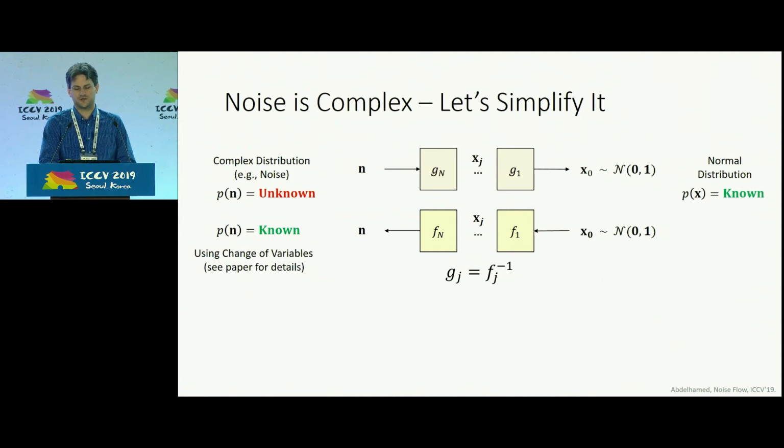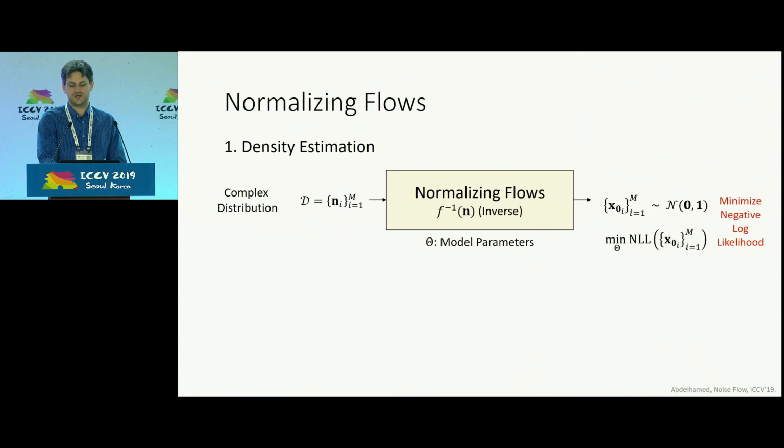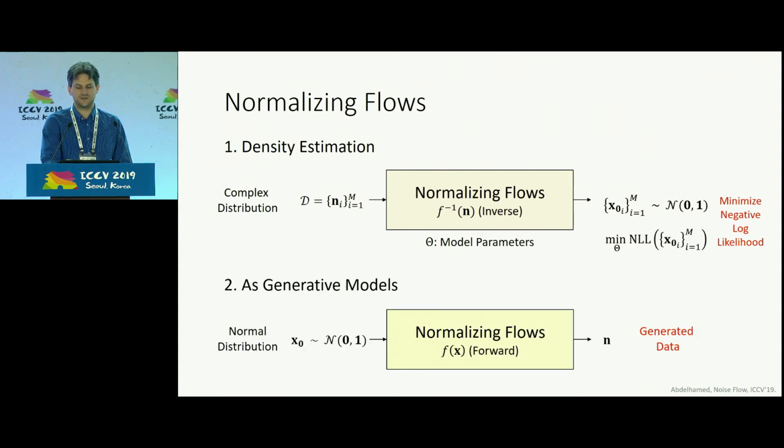This results in a class of models known as normalizing flows, which have been successfully used to model more complex distributions such as natural images and more. So normalizing flows can be used for tasks like density estimation, for instance, by minimizing the negative log likelihood of the observed data, which can be computed through the previously mentioned change of variables formula. At the same time, they can also be used to generate samples from the model as a generative model by sampling from the normal distribution and then applying the forward transformation.